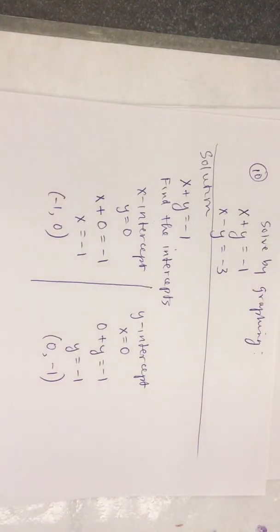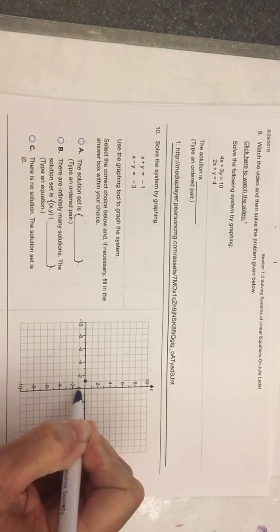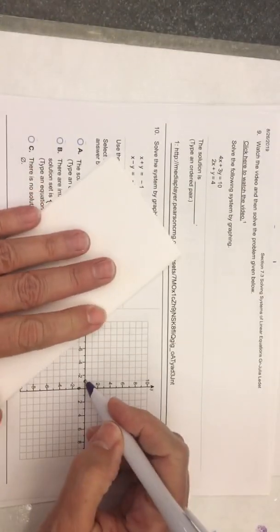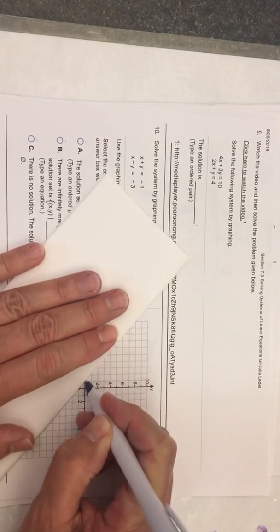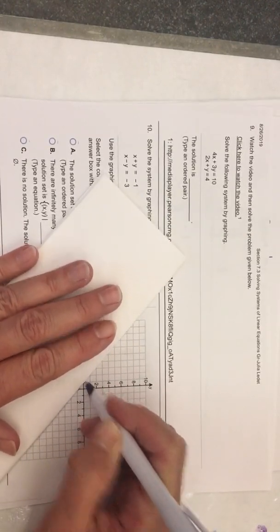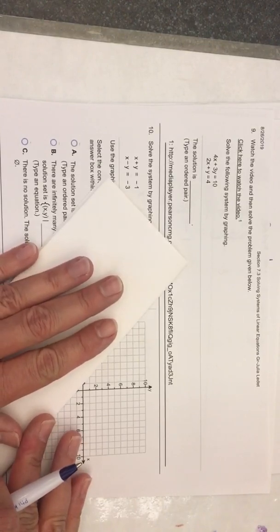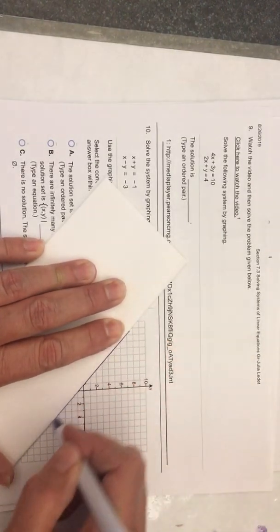I'm going to go to the grid on my printout. I'm grabbing my straight edge. For the first one, -1, 0, and then 0, -1, and then connect the dots. On the computer, you will select the line tool and select those 2 points, and it'll put the line in for you.